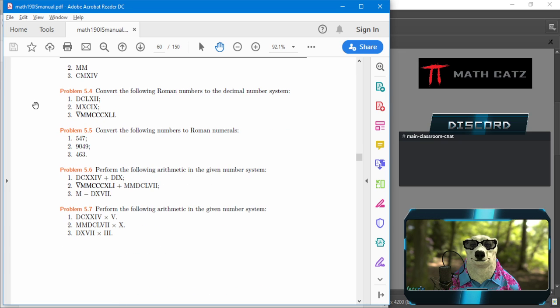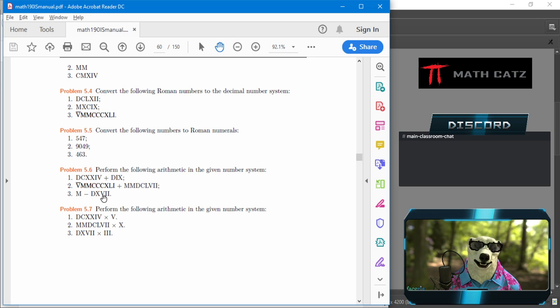If you find that this is not enough, especially with the arithmetic, notice that you can easily make up your own arithmetic questions. You pick some decimal numbers, you convert them, and then you stay in the Roman number system and do the arithmetic, and then check what the decimal answer is, and you can do that.